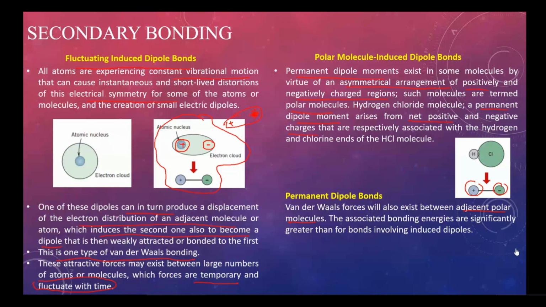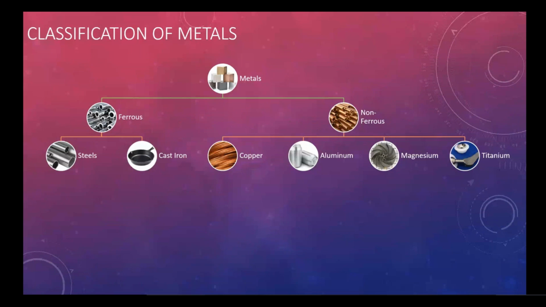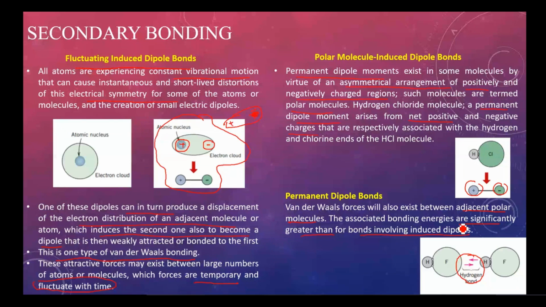Now, you should remember that the van der Waals forces, or the secondary bonding energies, for polar molecules having permanent dipoles are significantly greater than for bonds involving induced dipoles. That means this sort of bonding would have higher energy as compared to the fluctuating induced dipole moments. Is this clear to you?